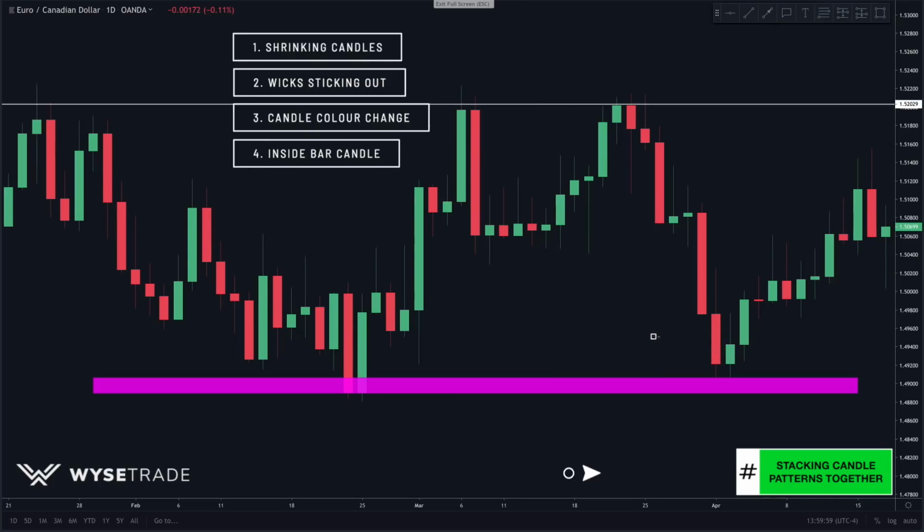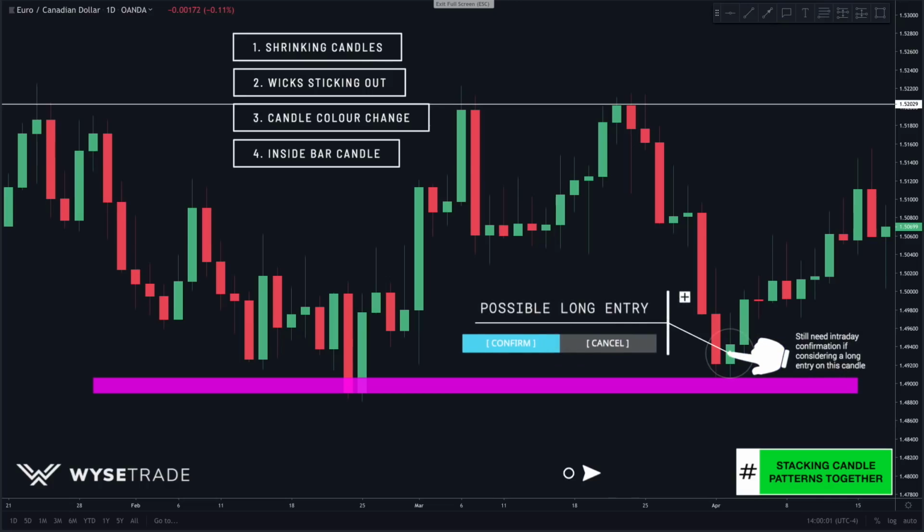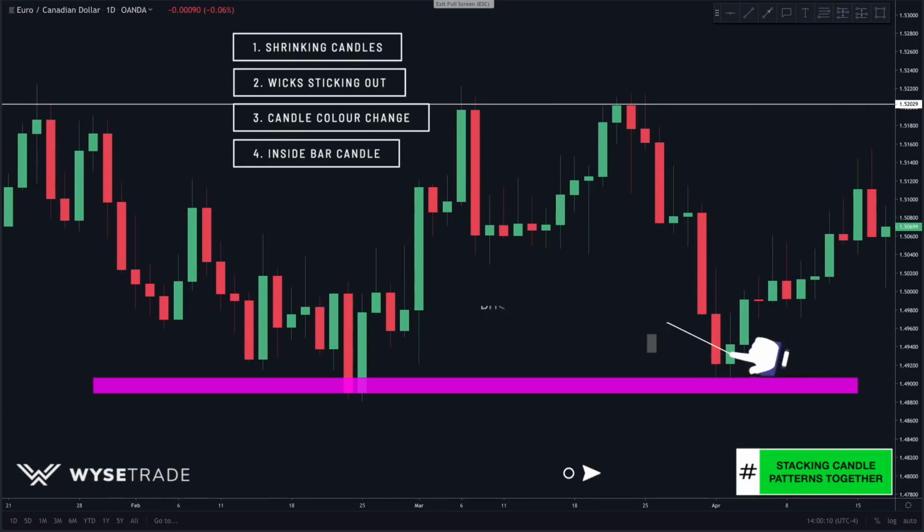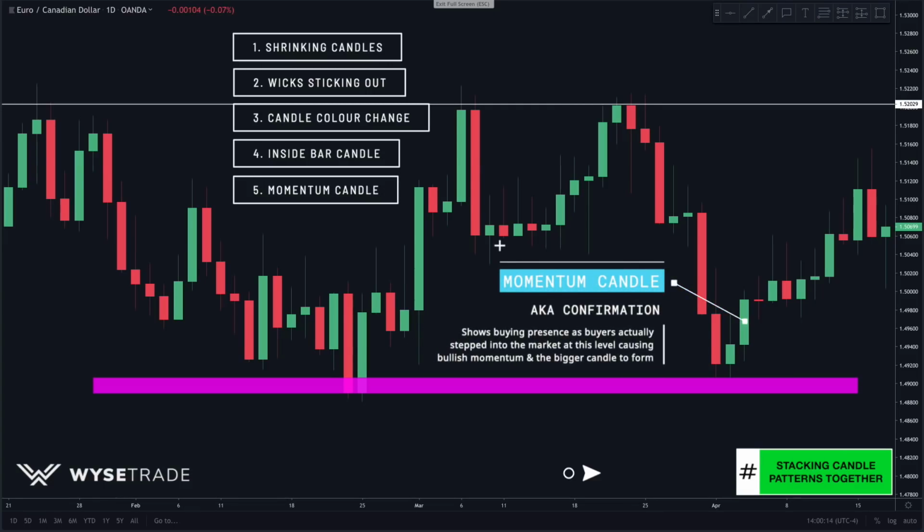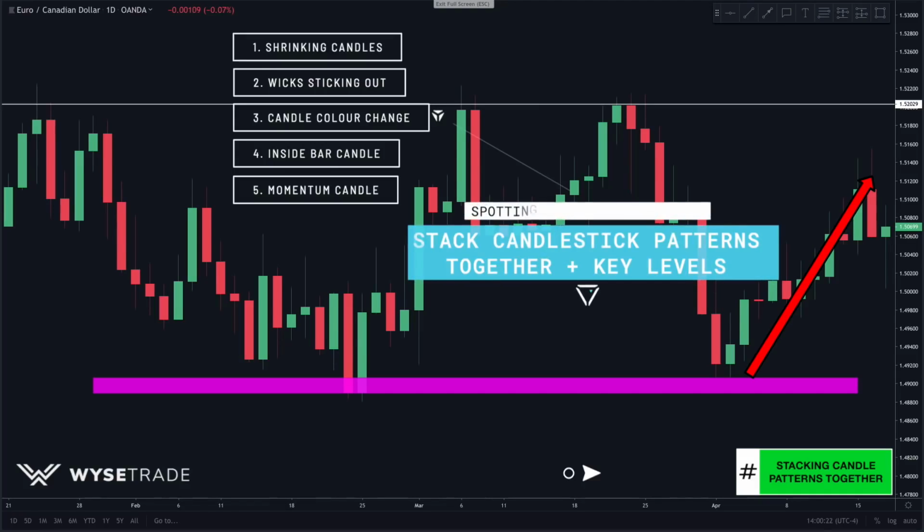Now, a lot of traders would look to go long right on this candle if they had intraday confirmation, which we will discuss in a future video. But for more secure traders, you can add in one more price action pattern, which is our fifth trade, which is the momentum candle. The momentum candle shows buying presence, as buyers actually stepped into the market, which causes this bigger candle to form. Again, stacking candlestick patterns in combination with key levels is a great way to qualify potential trade entries.